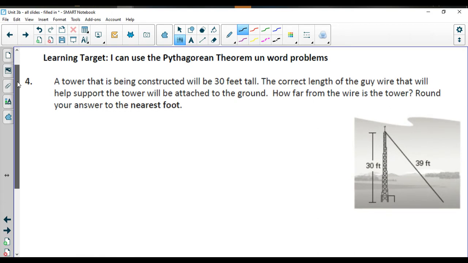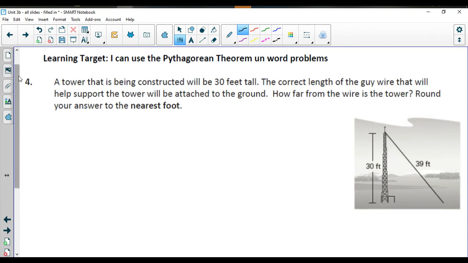Question number 4 on your review. A tower that is being constructed will be 30 feet tall. The guy wire that will help support the tower will be attached to the ground. How far from the tower is the wire attached? Round your answer to the nearest foot. So we have a right triangle here. This is the spot we're trying to find. So this is one of the legs here.